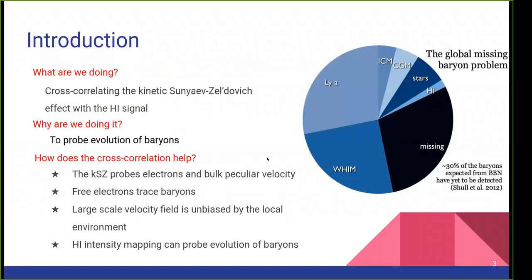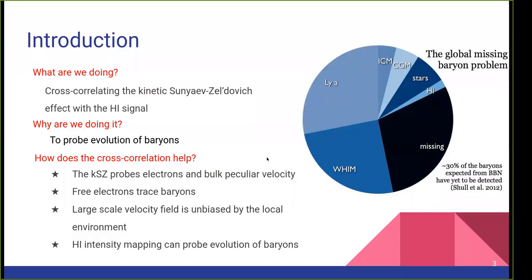Okay, so firstly with the cross-correlation work, what we're interested in is the kinetic Sunyaev-Zel'dovich effect. So basically the Sunyaev-Zel'dovich effect is a result of CMB photons inverse Compton scattering off ionized electrons. And this is one of the secondary CMB anisotropies.